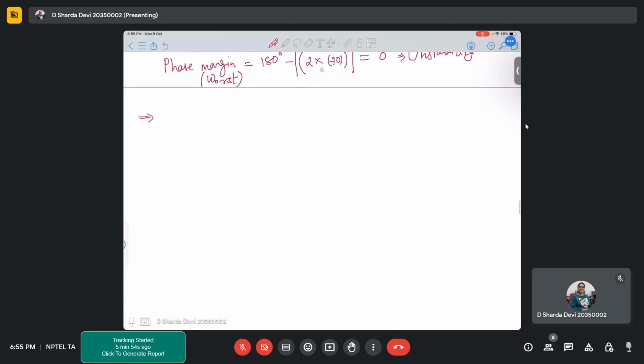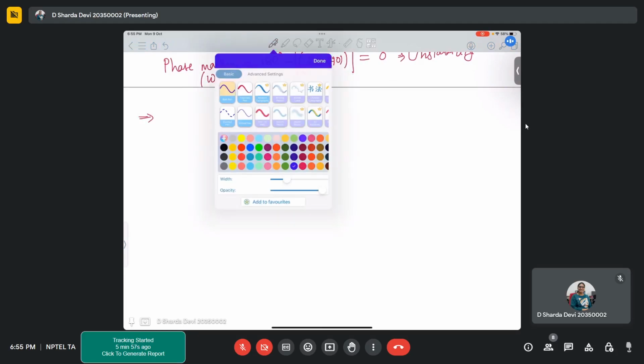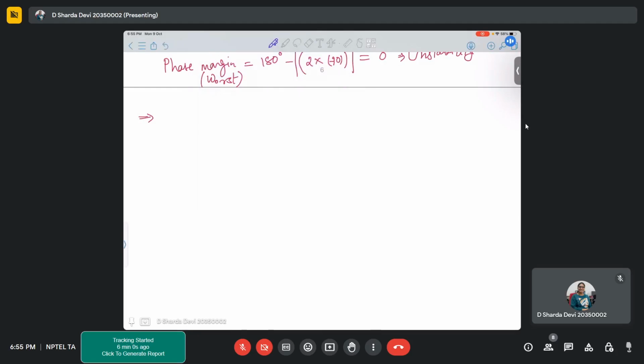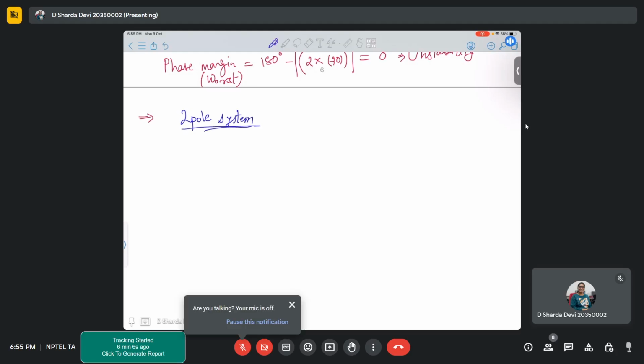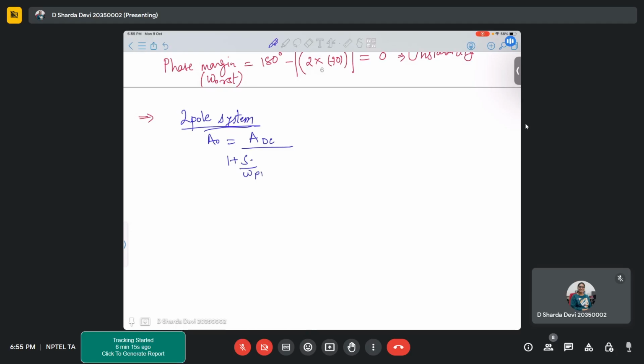Now, talking about the two-pole system, let's say you have a two-pole system such that its open loop gain is ADC upon (1 plus S upon omega P1) into (1 plus S upon omega P2). So this is one way of representing the two-pole system, where your loop gain A naught at S equal to 0, which is the DC gain, will give you exactly ADC.